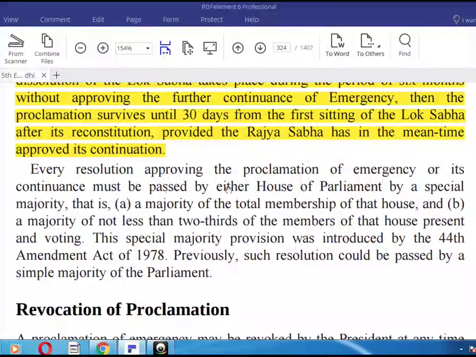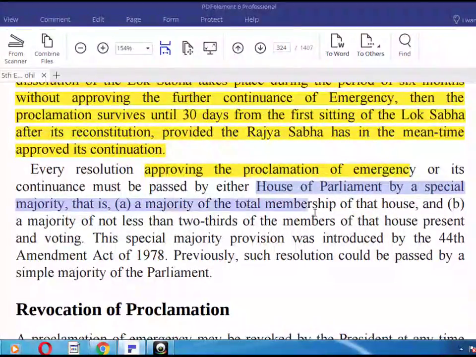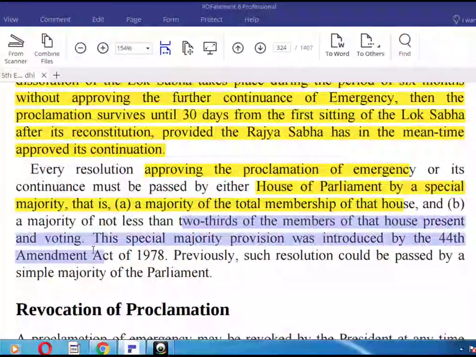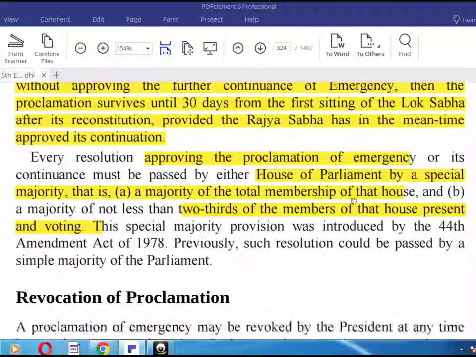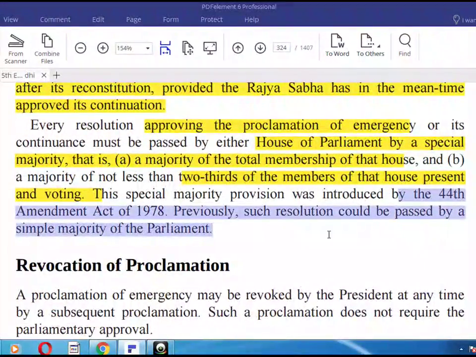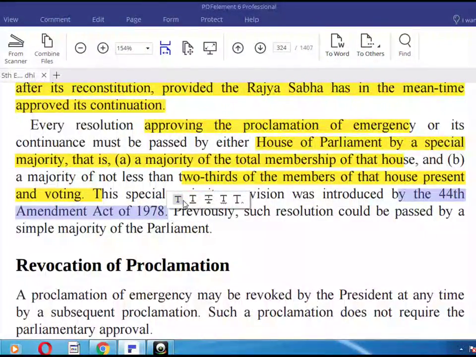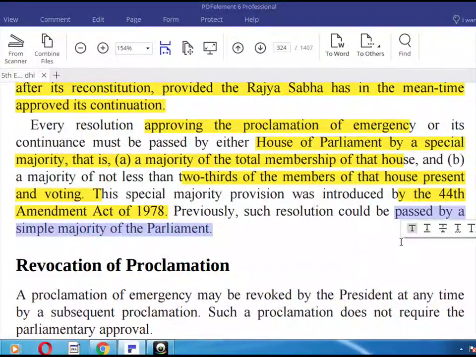Every resolution approving the proclamation of emergency or its continuance must be passed by either House of Parliament by special majority. That is, a majority of the total membership of the House and a majority of not less than two-thirds of the members of that House present and voting. This special majority provision was introduced by the 44th Amendment Act 1978. Previously, such a resolution could be passed by a simple majority of Parliament.